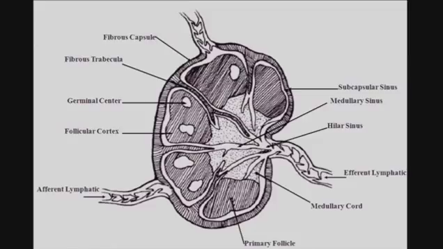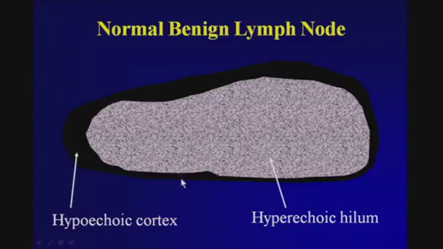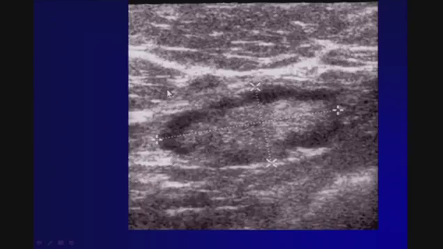When we think of involvement of a lymph node, we should note that metastatic disease is coming through the afferent lymphatics, coming in this way, and then it will expand the cortex, sometimes pushing on the hilum or displacing the hilum. So our disease should come into the cortex from the periphery of the lymph node. And here's looking at the normal lymph node. We have our hyperechoic hilum and a ribbon-like thin hypoechoic cortex.